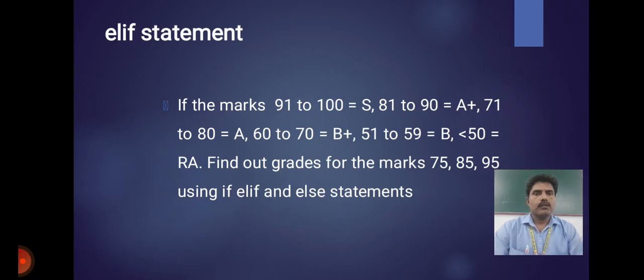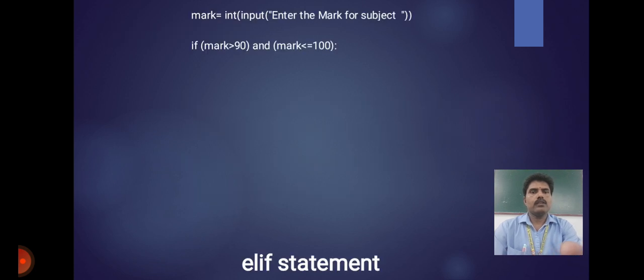Here is another example of the elif statement. The grading system for marks ranges from 91 to 100 down to less than 50. From this we assign the S grade, A plus, A, B plus, B and RA, with the thresholds at 75, 85 and 95. So this is the program.